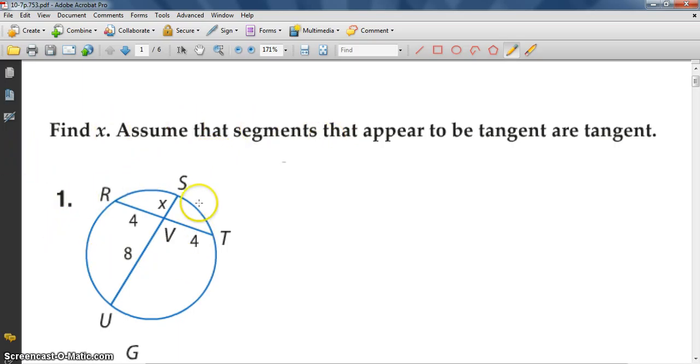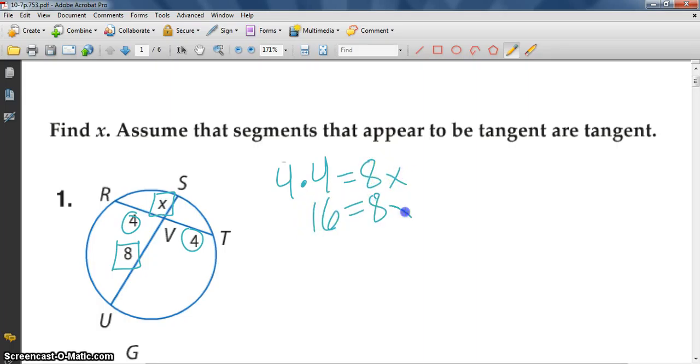So, on number 1, we have two chords. Anytime you have two chords intersecting and how they split each other, we know that the product of these two parts, so 4 times 4, will be equal to the product of these two parts, so 8 times x. We get 16 is equal to 8x, so divide both sides by 8, and x is equal to 2.